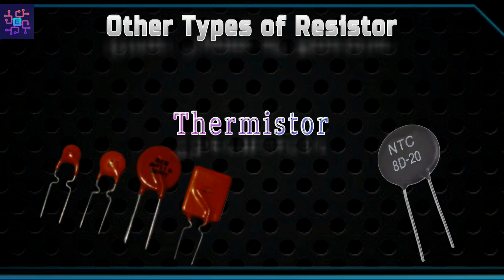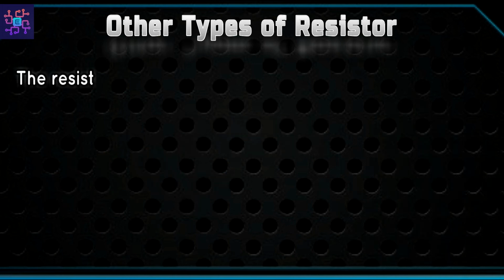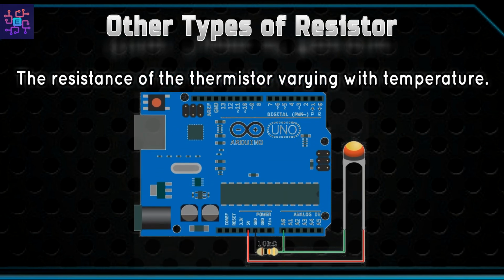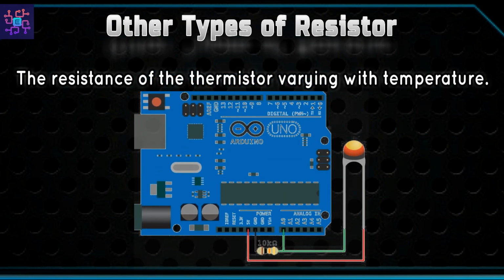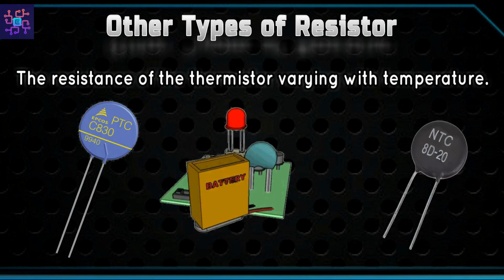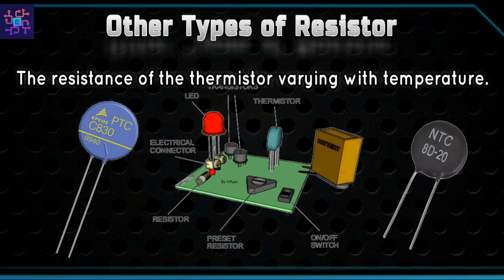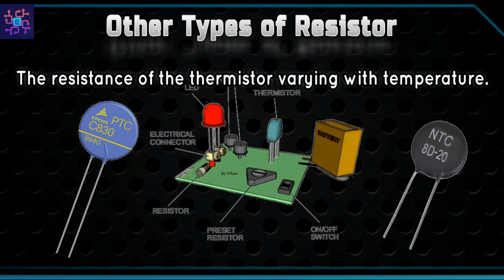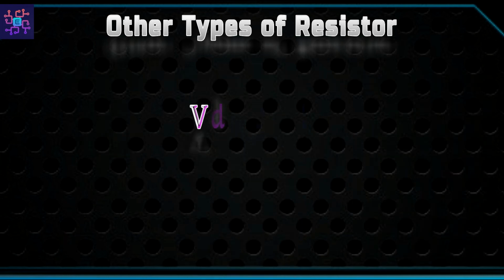As the name indicates, thermistors are heat-sensitive resistors. The resistance of the thermistor varies with temperature. Some have a negative temperature coefficient, NTC thermistors, while others have a positive temperature coefficient, PTC thermistors. Third, we have varistors.